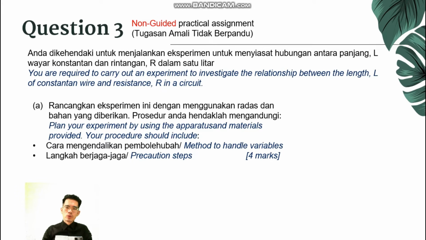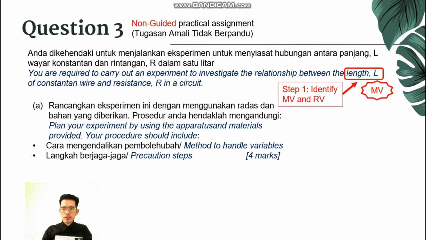The question provides some information regarding the manipulated variable and responding variable. So step 1, identify the manipulated variable and the responding variable in the question. Here the manipulated variable is the length of the wire, with the symbol L. The responding variable is resistance, with the symbol R.